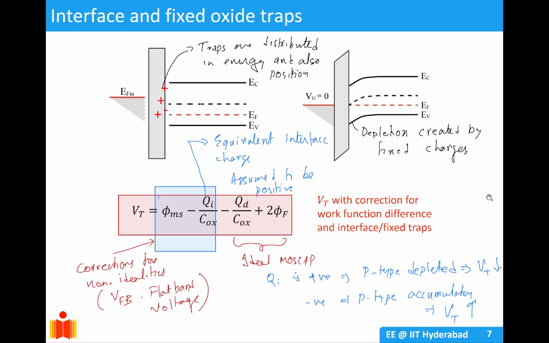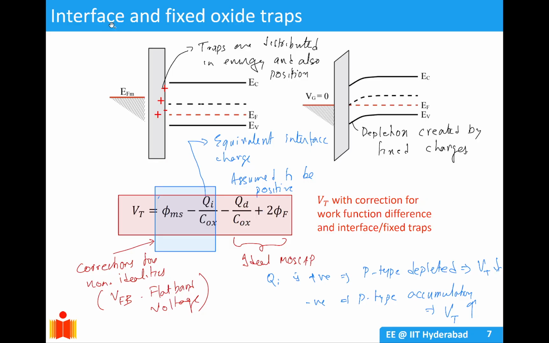Now we talk about other types of non-idealities, which are interface and fixed oxide traps. We had studied about traps. So traps are electron energy states built inside the band gap due to some defects.